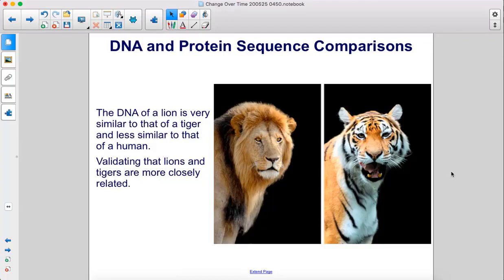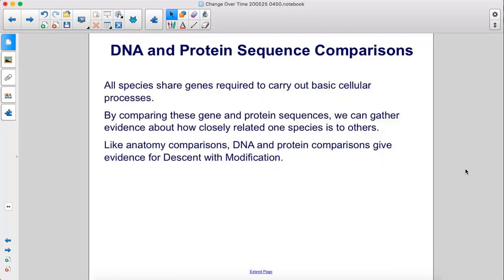The DNA of a lion is very similar to that of a tiger, and less similar to that of a human, validating that lions and tigers are more closely related. All species share genes required to carry out basic cellular processes. By comparing these gene and protein sequences, we can gather evidence about how closely related one species is to others. Like anatomy comparisons, DNA and protein comparisons give evidence for descent with modification.